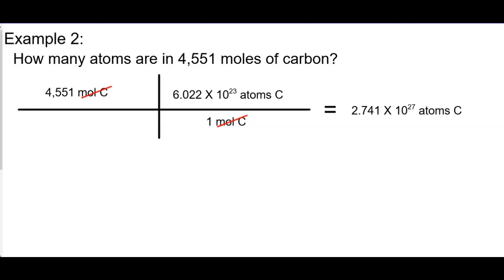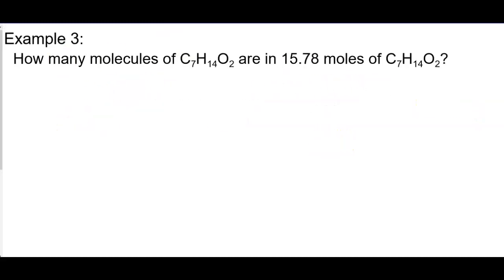Also, remember, to receive credit, you must have a number, a unit, and a formula everywhere. Number, unit, formula. If you do not have these things in place, you will not get credit for your work.